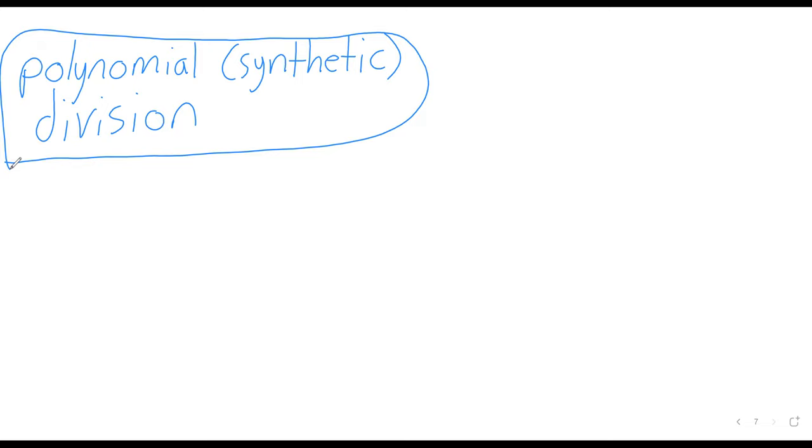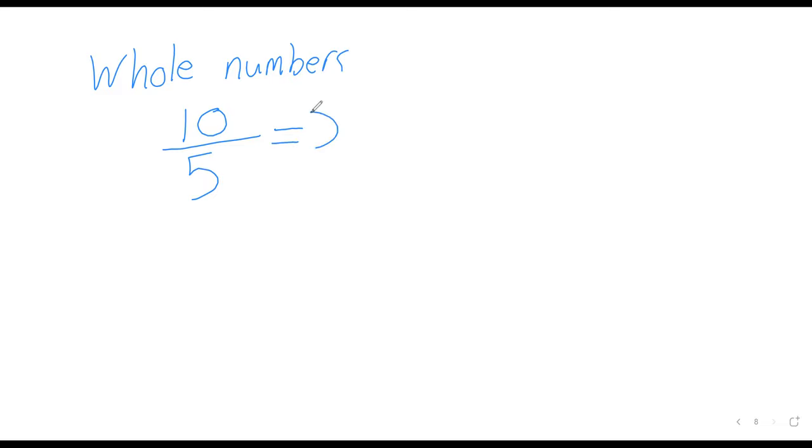And it's based on whole numbers. Say that you have a whole number and another whole number that evenly divides into it. Then, because 5 evenly divides into 10, the result of this division is a whole number.